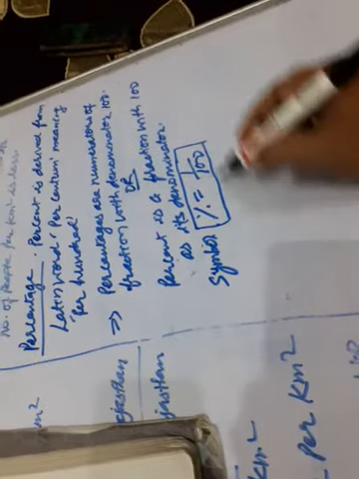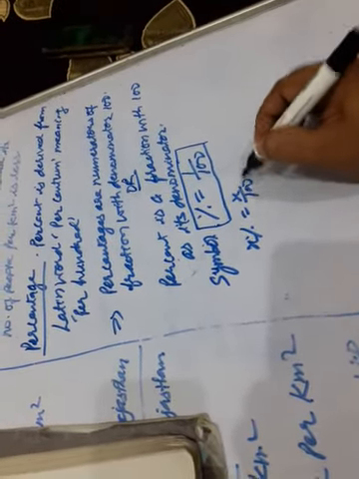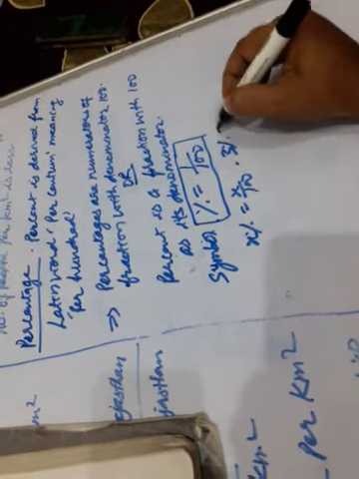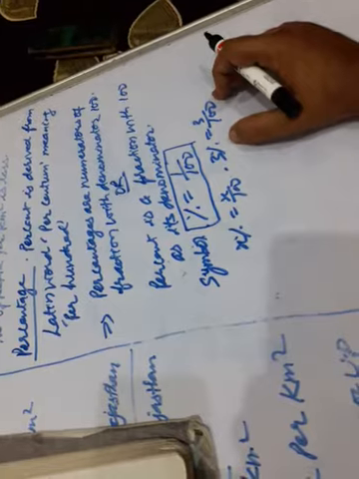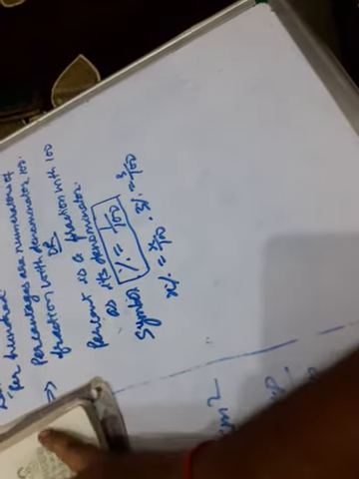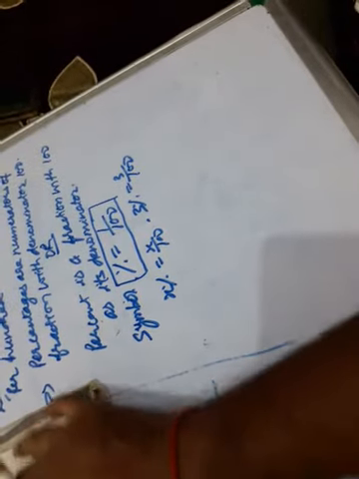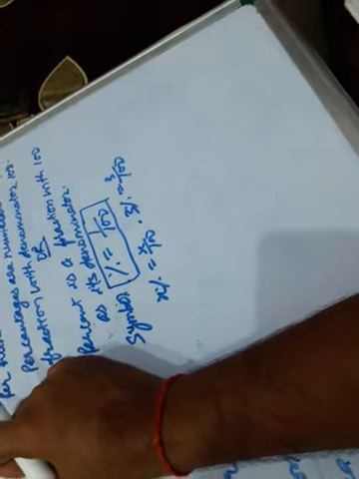Okay, children. Now x percent means x upon 100. Clear? 3% means 3 upon 100. So percent is a fraction with 100 as its denominator. Now some conversions are there, children: how to convert a decimal into percent, how to convert a fraction into percent, and percentage when the total is not 100. When the total is not 100, then you have to take it as 100.